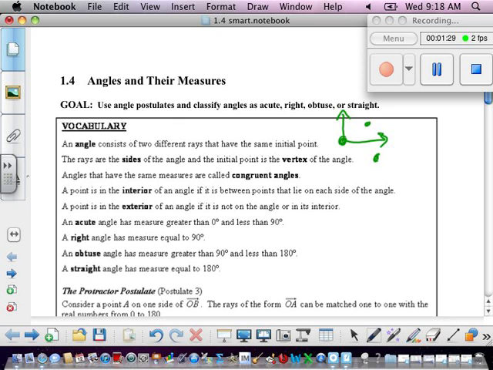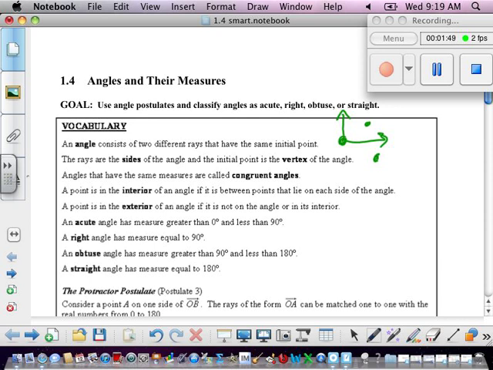Protractor postulate. You might want to write this down on your postulate and theorem sheets. Consider a point A on one side of ray OB, and the rays of the form OA can be matched one to one with the real numbers. The measure of angle AOB is equal to the absolute value of the difference between the real numbers.